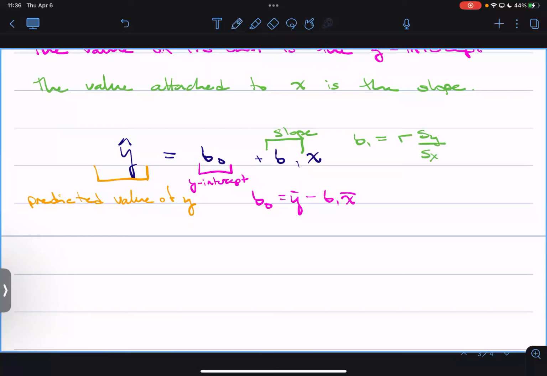So what we're going to have is a value for the y-intercept, a value for the slope, and then we'll be able to plug in any value of x and calculate the predicted value of y.